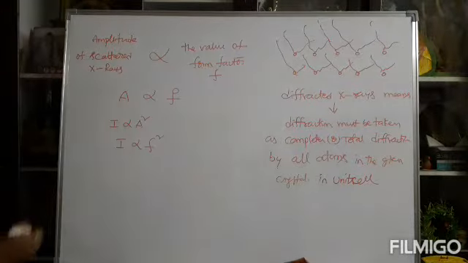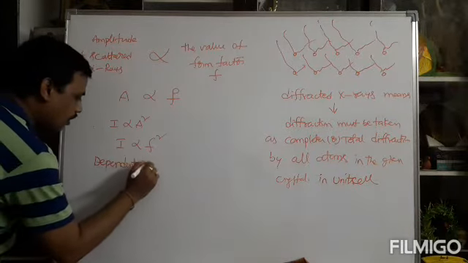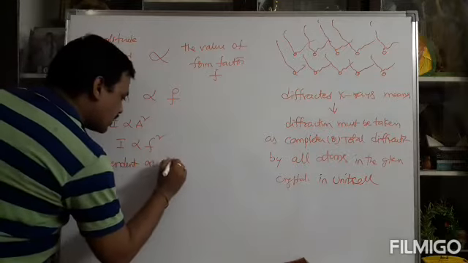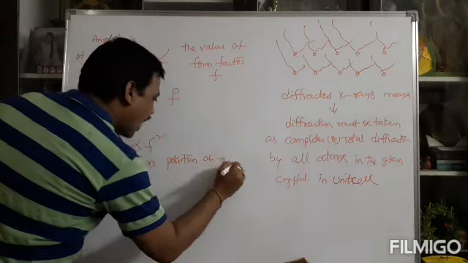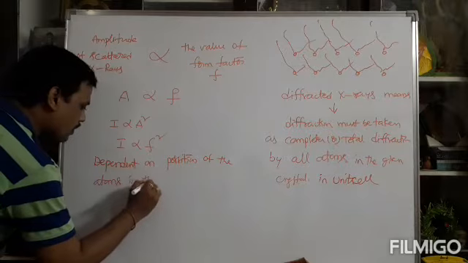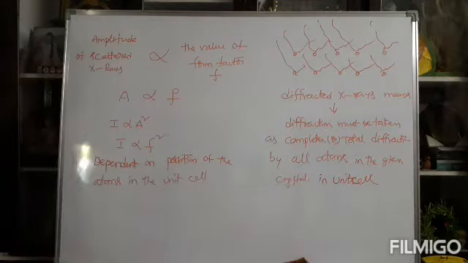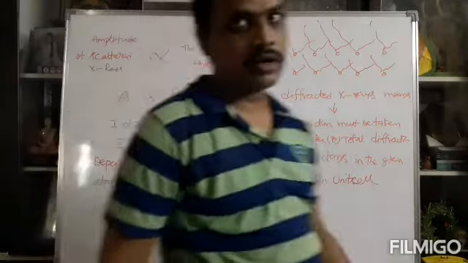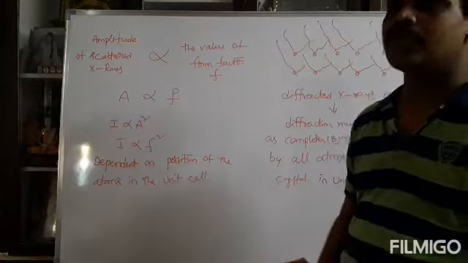This is particularly dependent on the position of the atoms in the unit cell. So this intensity of diffracted rays must depend on the position of the atom. Why are we using the position of the atom?